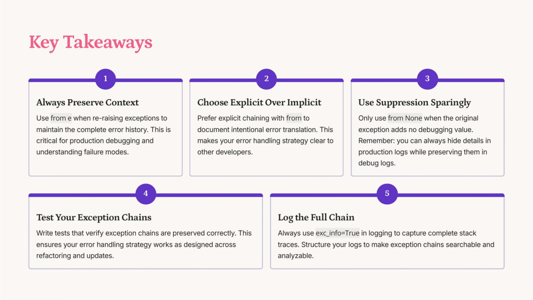Preserve context by using from e when re-raising exceptions to maintain error history. Opt for explicit chaining with from to clarify error translation. Use from None sparingly, only when the original exception lacks debugging value. Test exception chains to ensure they remain intact. Log with exc_info=True for complete stack traces.